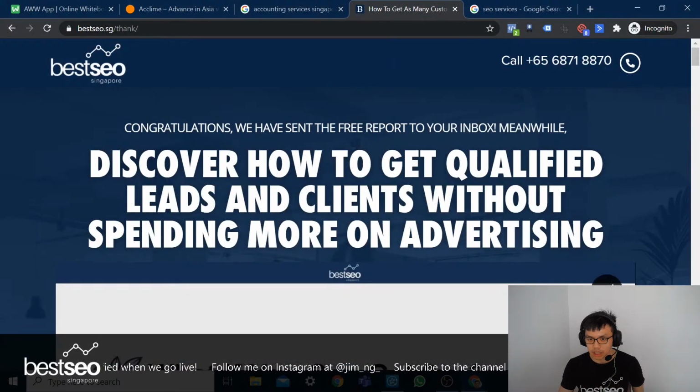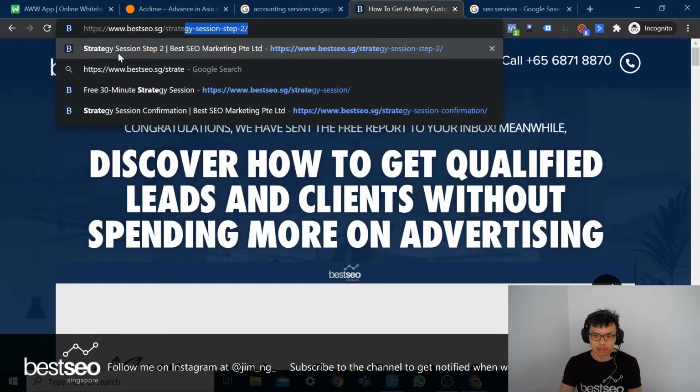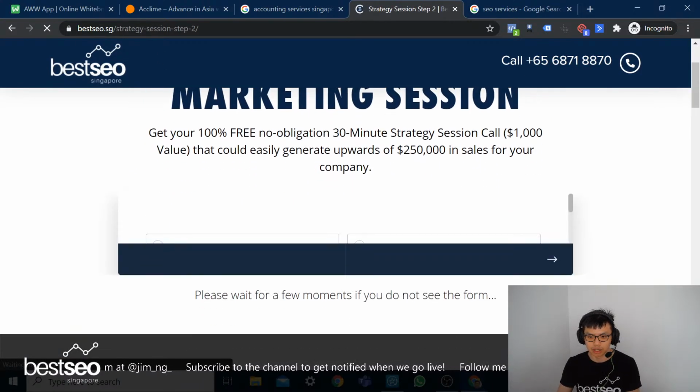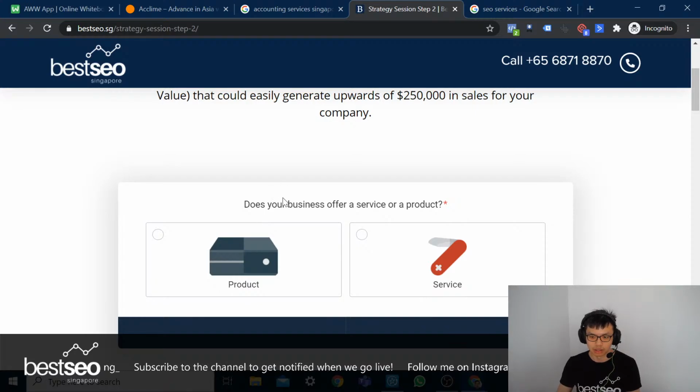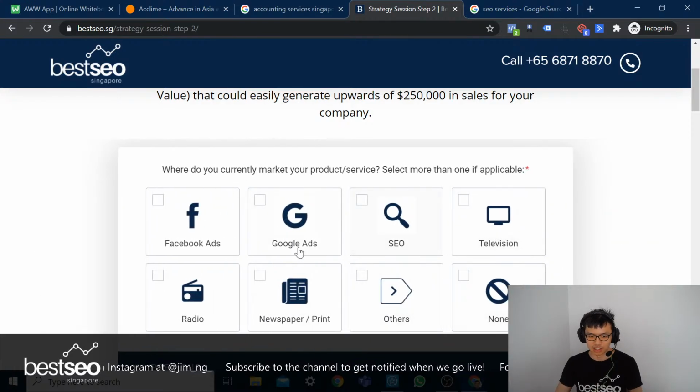So again, the next step is really to filter them to the part where you have a form to qualify them. In this form, you can ask them the main questions that you need them to answer, like does your business offer a service or a product? Again, this is probably not what accountants need to ask their clients. You can ask how much you're doing in revenue per year, and then they will share which country your business is based in, who currently handles your accounting. Is it an in-house accountant, a freelance accountant, or whatever it is?